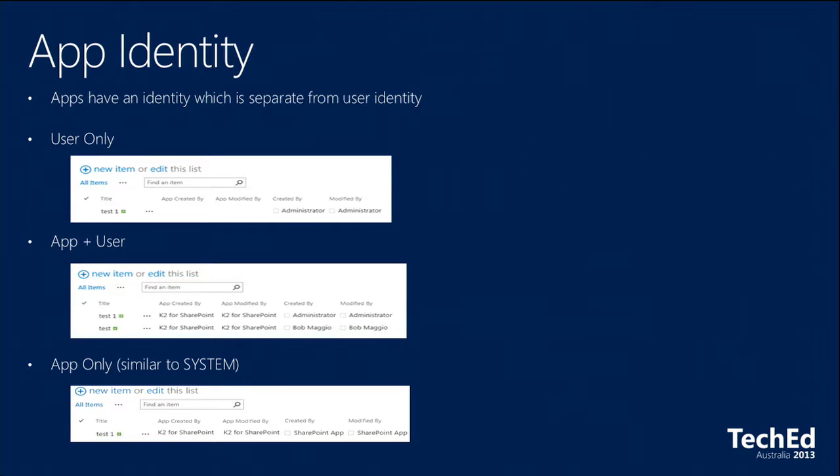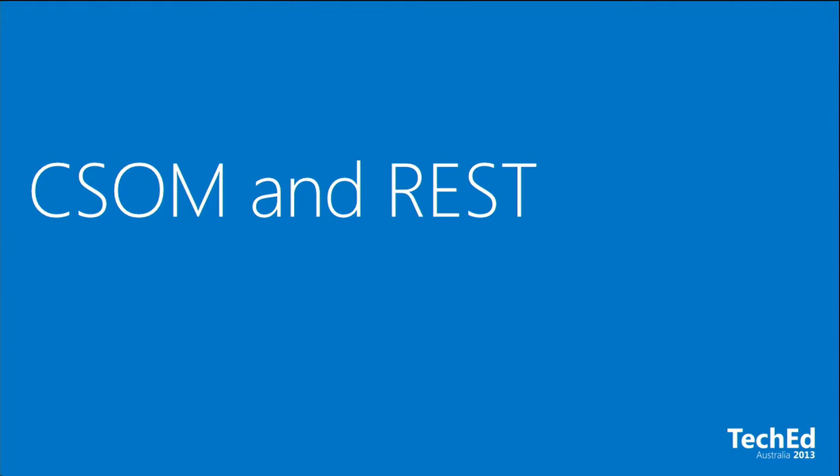So now in 2013, an app can actually have an identity which is separate from user identities. And I've actually added more columns here so that you can see in the middle example, when an app is actually acting on behalf of a user, it will tell you what the app was and on behalf of which user it did what it did. And then lastly, there still is a concept there of an app-only permission. So when an app is acting as an app, you'll see that it was an app and which app it was. So just be aware of that, something to keep an eye on when you think about what you want to do there. So let's talk about CSOM and the rest.